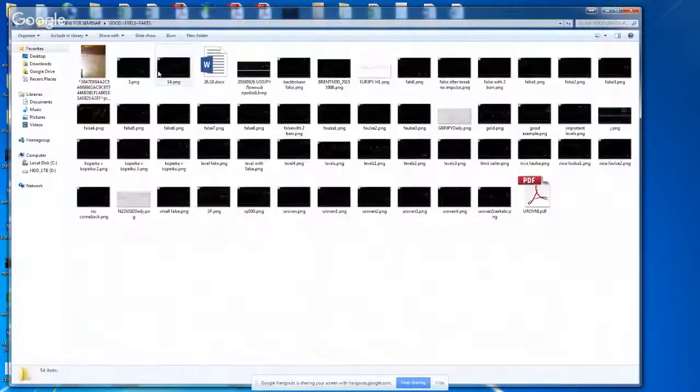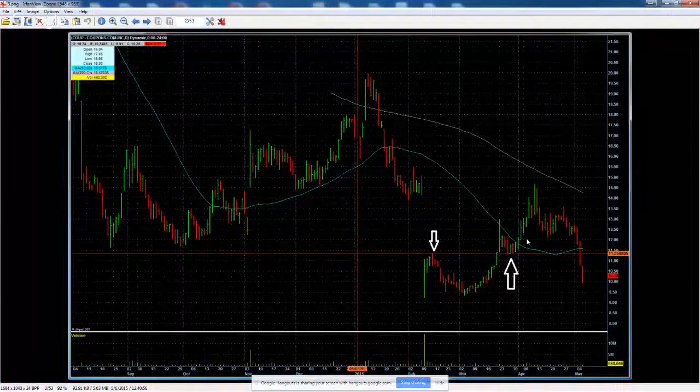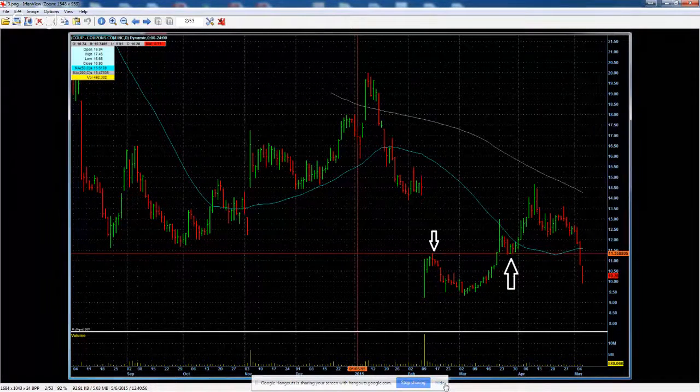Okay, this is the level of fakes. I usually make this picture so you see one thing for a fact. Okay, very important thing when you're getting ready for a false breakout is to understand one thing: what is the level? If you put the level incorrectly, you're never going to get a good price.